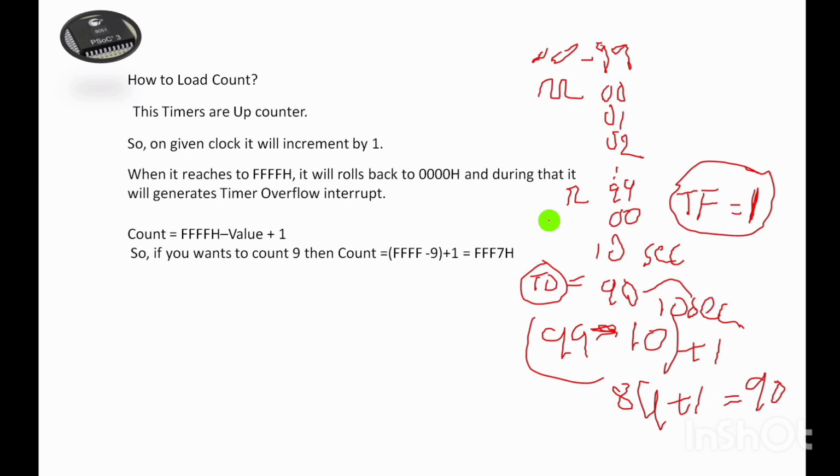So required count is equal to maximum count minus value plus 1. If we want to run 9 seconds, value is equal to 9, FFFF minus 9 plus 1, it is FFF7. Then it will count for every clock pulse 7, 8, 9, A, B, C, D, E, F, then it will overflow. So total 9 clock pulses. For 9 clock pulses, timer overflow will occur. So you have to check TF every time in TCON register to stop the task.